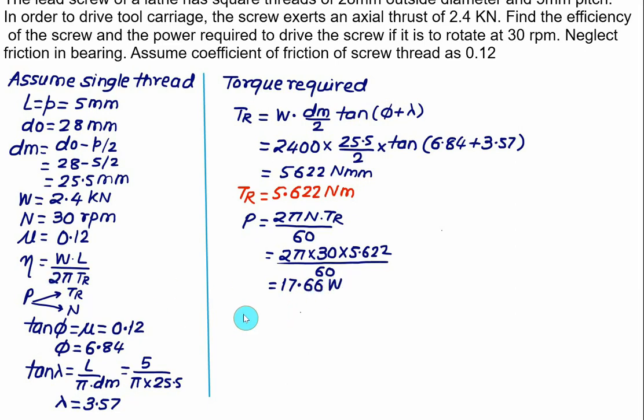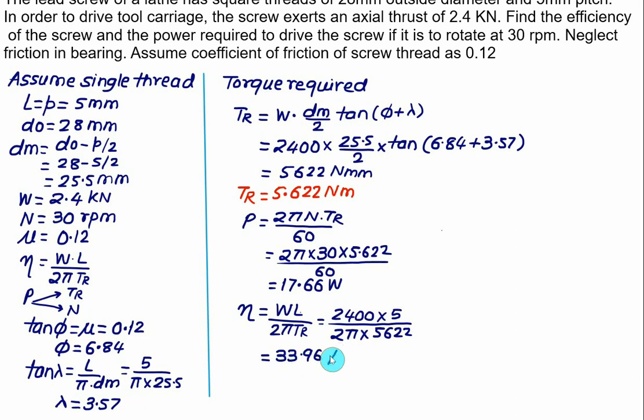And finally we want to calculate efficiency. Efficiency is equal to W into L divided by 2 pi into TR. Value of W you have to take in Newton is 2400. L you have to take as 5 mm. So numerator is Newton mm, so denominator should also be Newton mm. So we have 2 pi, and TR you have to take as 5622 Newton mm. Multiplying by 100, you will get the efficiency close to 33.96%.